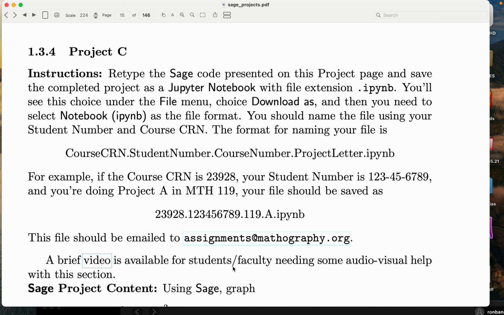Okay, we're on Project C. This is Math 119. We've already gone through how to create a Jupyter notebook. We've done that in Project A and in Project B. I'm not going to do a Jupyter notebook this time. I'm going to go right to Launch Sage.